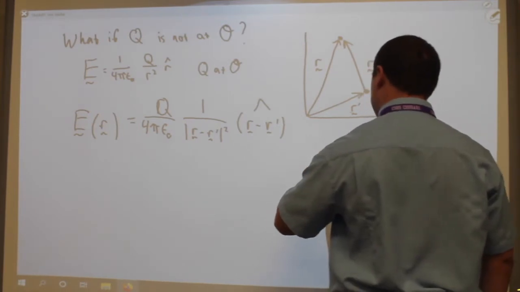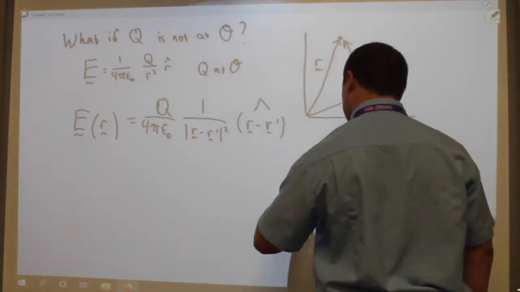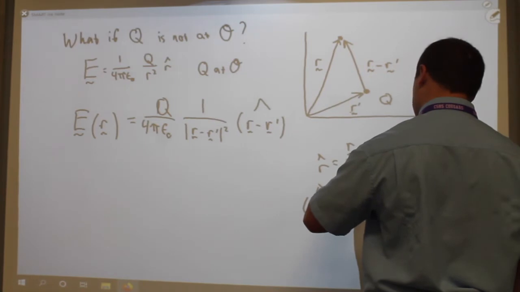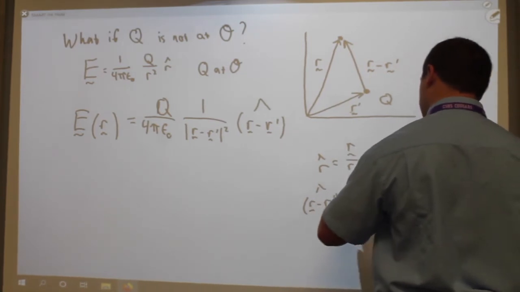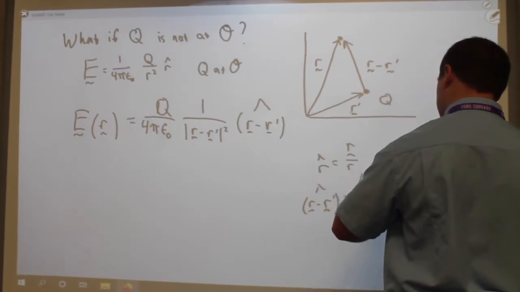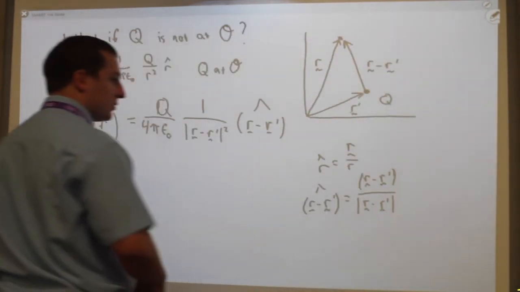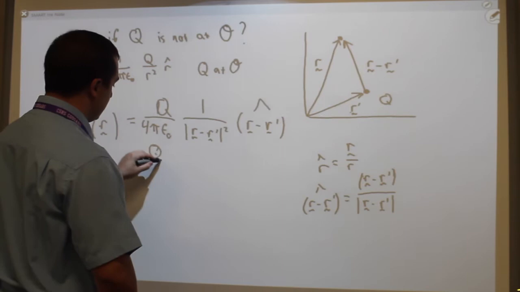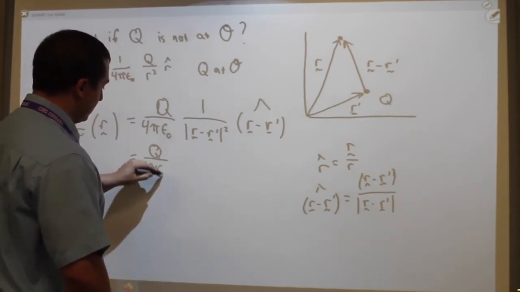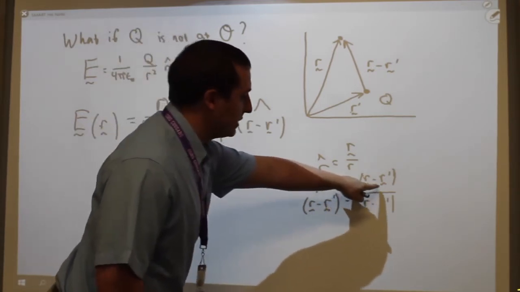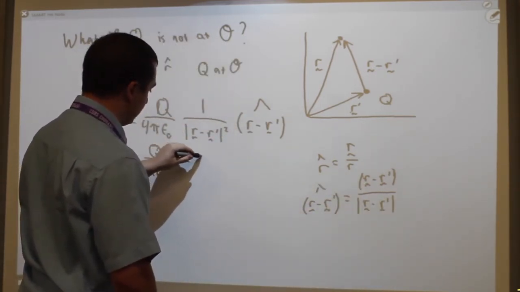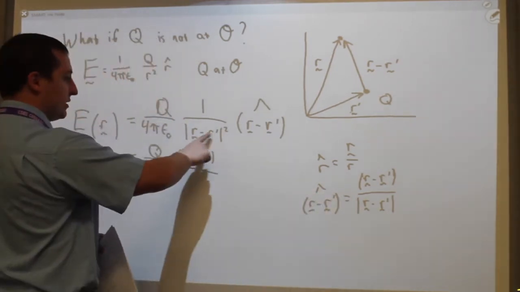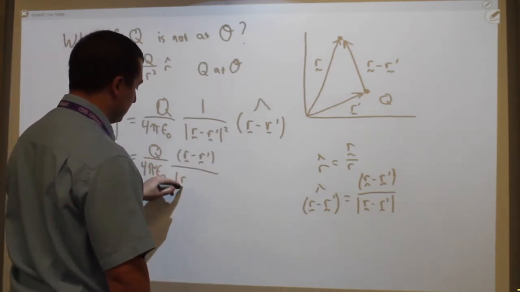Remember, r hat is just whatever vector divided by its magnitude. So r minus r prime hat will be that vector, r minus r prime, divided by its magnitude, which is easy to compute. And so we're going to do the same trick that we did for computing the force for both gravity and the electrostatic force in the previous lectures. I get r minus r prime in the numerator. I'll keep that in parentheses. And I get an extra factor of r minus r prime in the denominator. So I have 2 now. I get an extra one. That's 3 total.